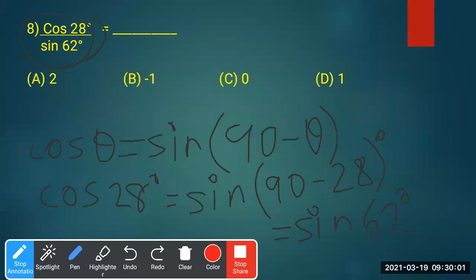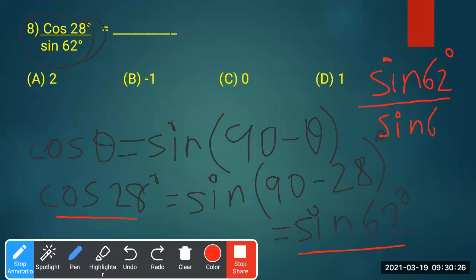So cos 28 degree upon sine 62 degree. The value of cos 28 we got is sine 62, so sine 62 degree upon, your denominator is also sine 62. If you cancel, you will get the answer as 1. So the option will be D.